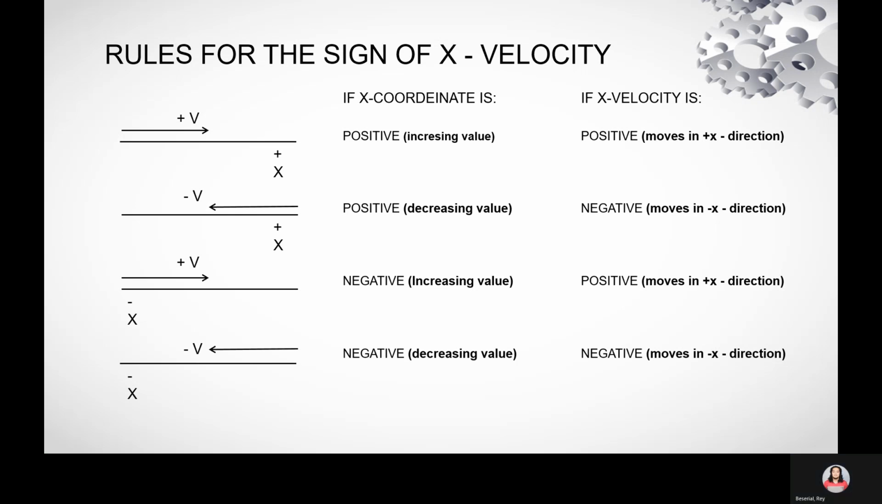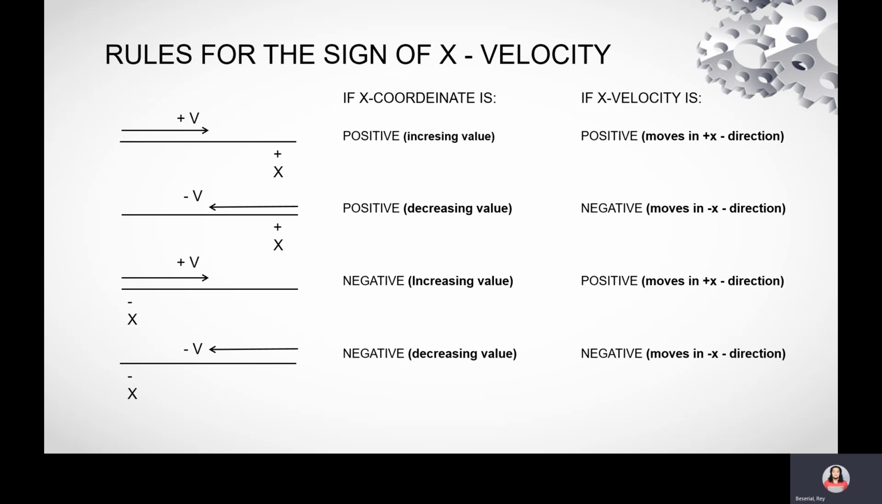And then, here, next case, from the positive direction, our velocity is going toward the negative direction. So our x-coordinate is positive nga, but decreasing in value because our velocity is going back. And then, our velocity is negative since it moves toward the negative direction of our x-axis.